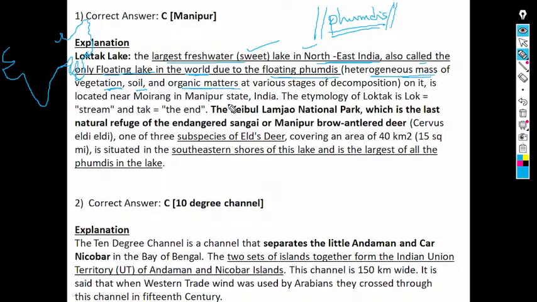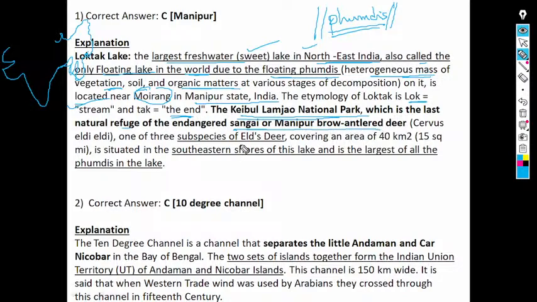Okay. It is located in Moirang district in the Manipur state of India. Loktak means lok, which means stream, and tak means the end. The Keibul Lamjao National Park is the last natural refuge of the endangered Sangai or Manipuri brow-antlered deer.